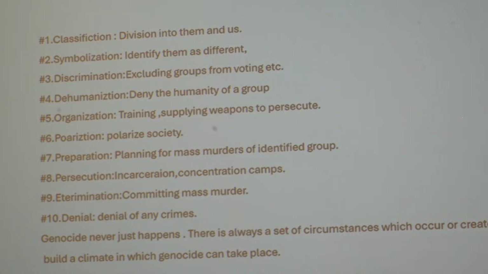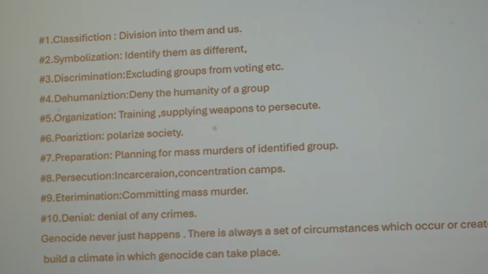Extermination, I think the spelling is wrong. Extermination, committing mass murder, where the people who have been trained to use weapons, etc., now go ahead. Then denial of any crime. So even though the dominant group has committed the crimes, they don't think they have done anything wrong. It's justified in their minds.